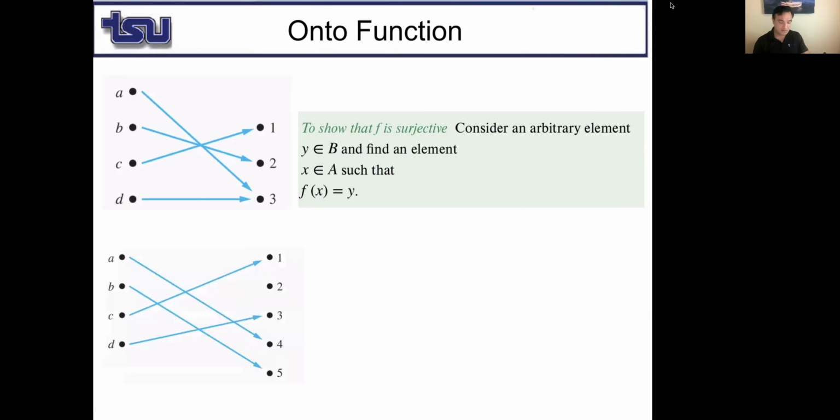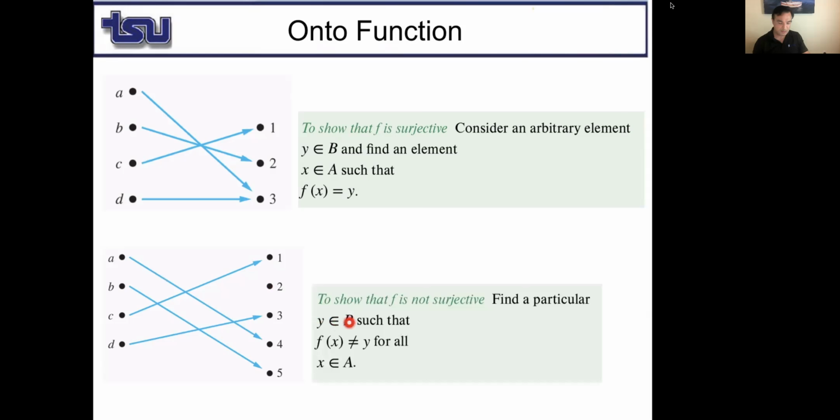However, in order to show that a function is not onto, it is sufficient to find one element in B that doesn't have a corresponding element in the domain. Okay, here you go. Find an element in B such that there is no corresponding element in the domain that maps to that element right there.